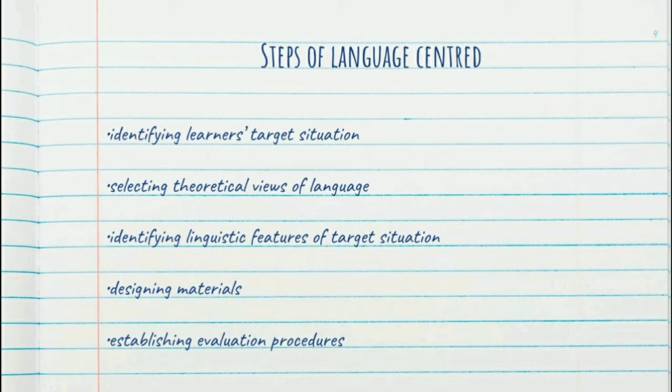There are a few steps of language-centered course design that you need to do. The first one is identifying learners' target situation. Second is selecting theoretical views of language. Third is identifying linguistic features of the target situation. Fourth is designing materials. And fifth and lastly is establishing evaluation procedures.